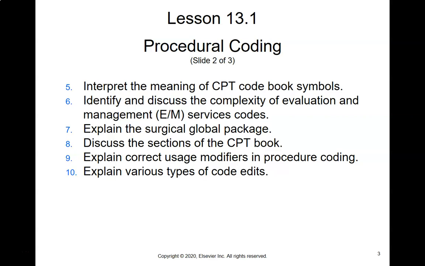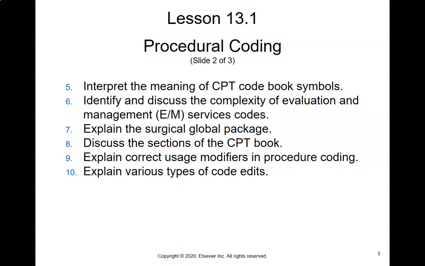5. Interpret the meaning of CPT code book symbols. 6. Identify and discuss the complexity of evaluation and management, the E&M service codes. 7. Explain the surgical global package. 8. Discuss the sections of the CPT book. 9. Explain current usage modifiers in procedure coding.